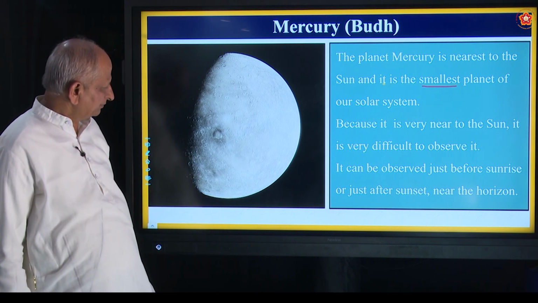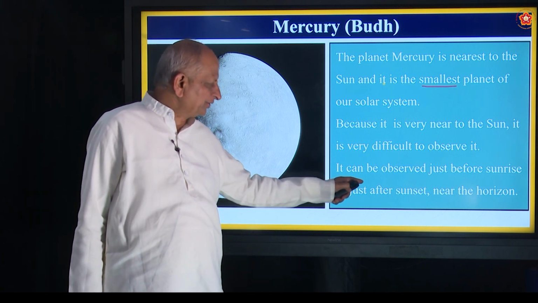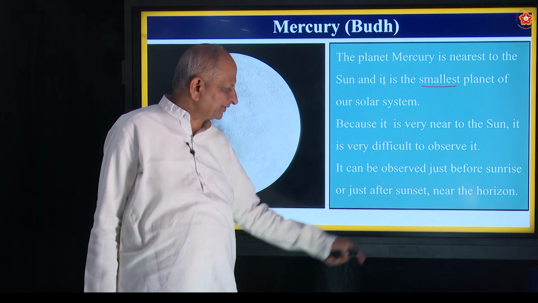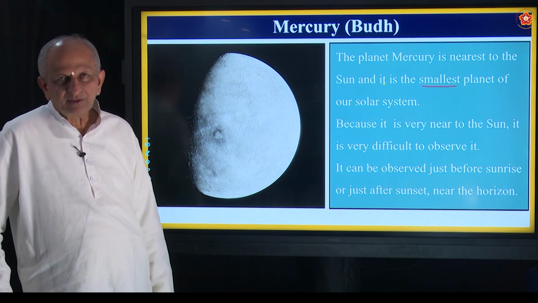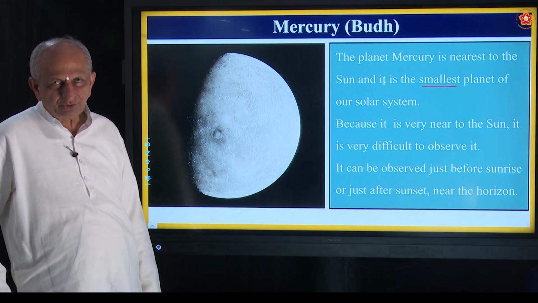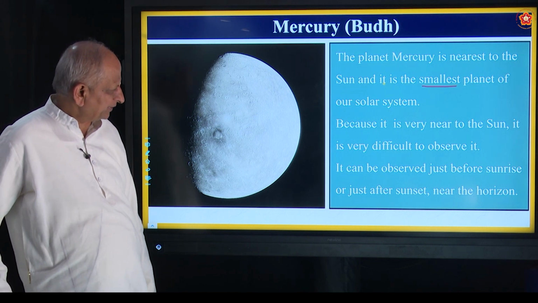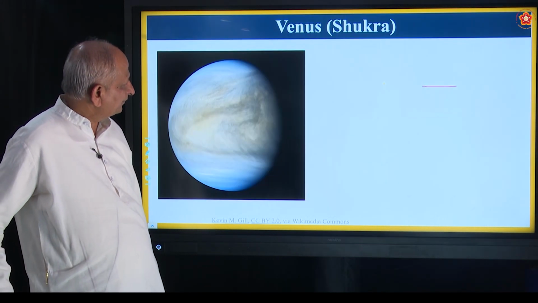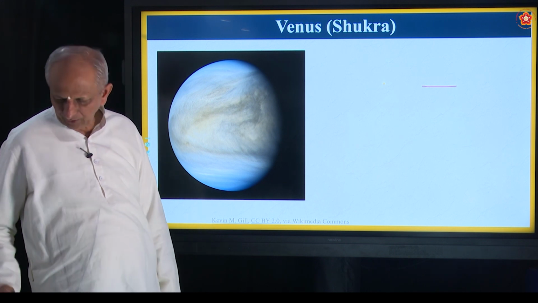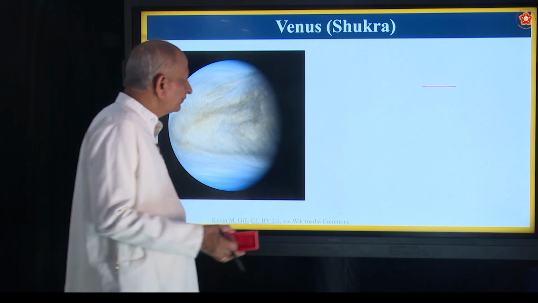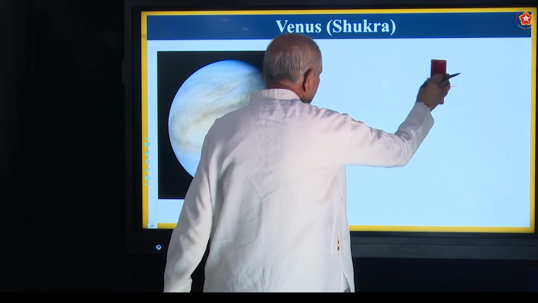So how to see it? It can be observed just before sunrise or just after sunset, near the horizon. So before sunrise or after sunset, we can see the beautiful planet, namely Mercury.